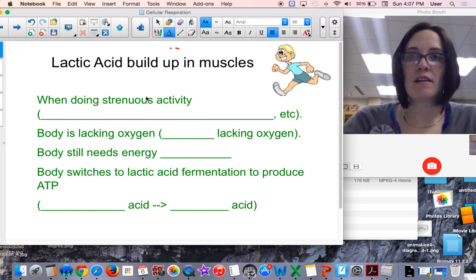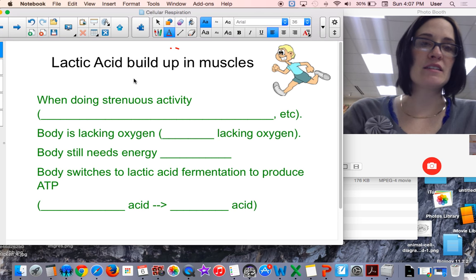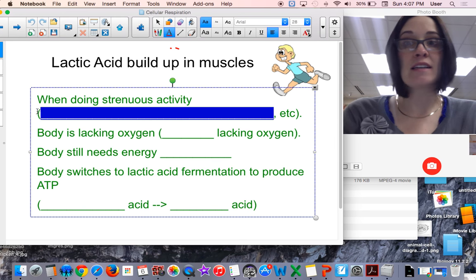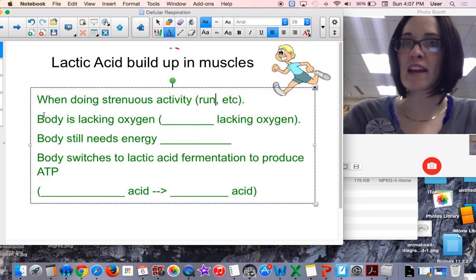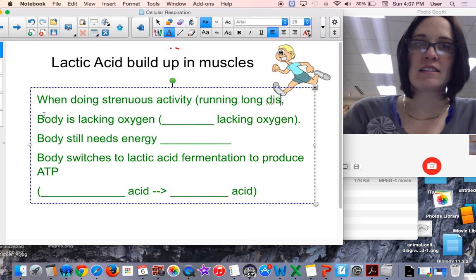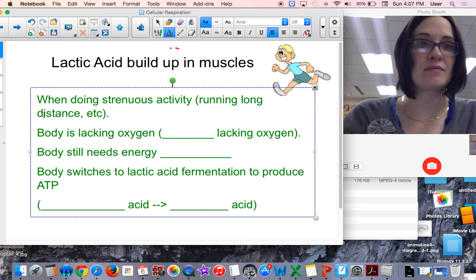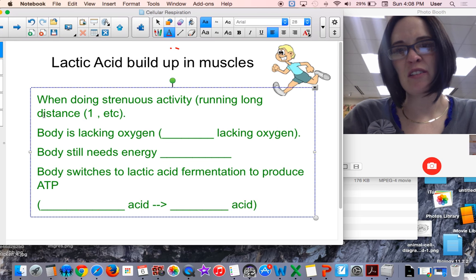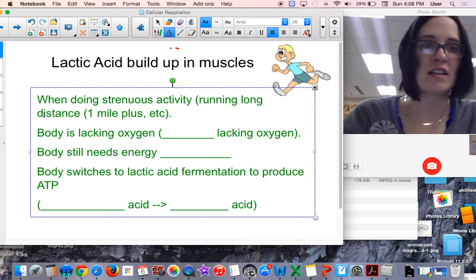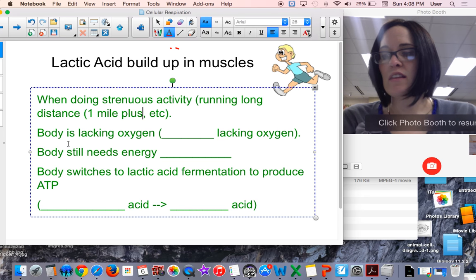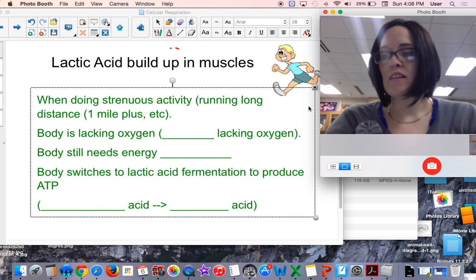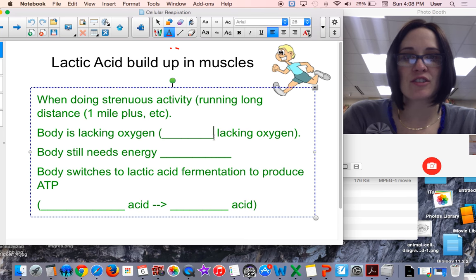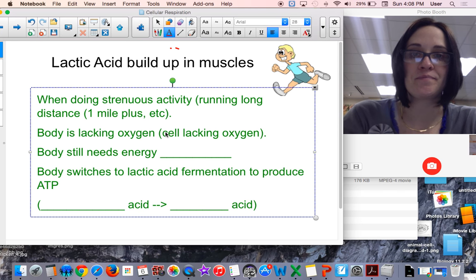Okay, so let's talk about lactic acid fermentation. When doing strenuous activity, like studying for a biology test or running long distance, for example, 2 miles plus, you could even say 1 mile plus, not talking a little 100-yard dash here, the body experiences what's called oxygen debt. The cells are lacking oxygen during this time.